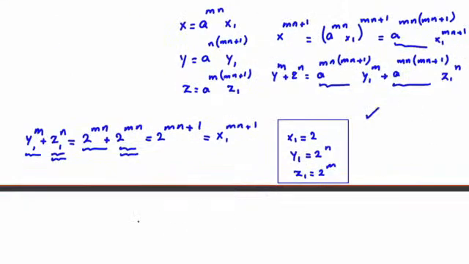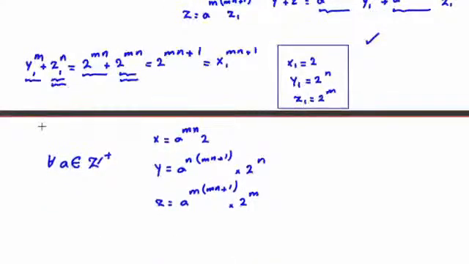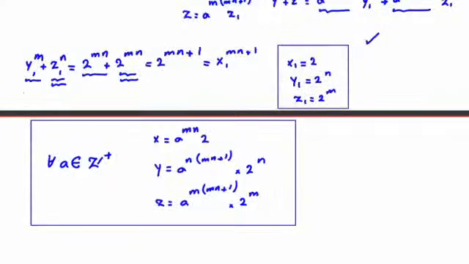Okay, so it is our first answer, and here we proved that by this x1, y1, z1 we can multiply by a, where a is a positive integer. So x is a to the mn times x1, which is 2. Y is a to the n times mn plus 1 times y1, which is 2 to the n. And z is a to the m times mn plus 1 times z1, which is 2 to the m. And for all a belonging to the positive integers, we can say it is our general answer for x, y, and z.